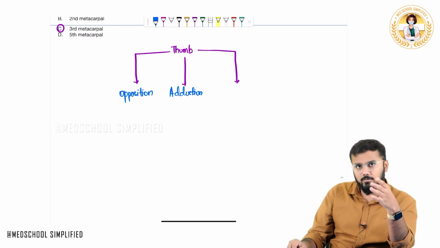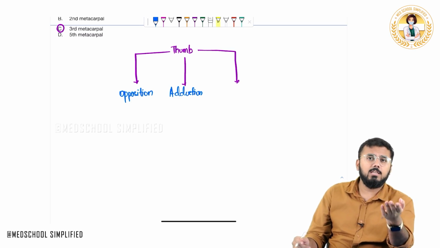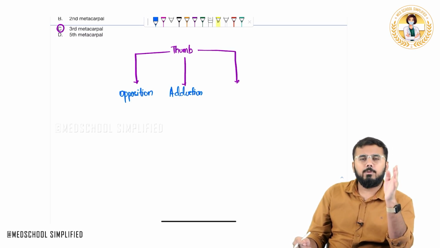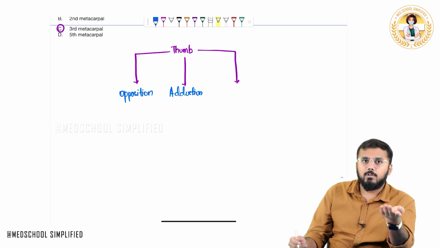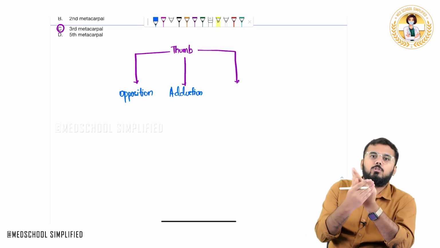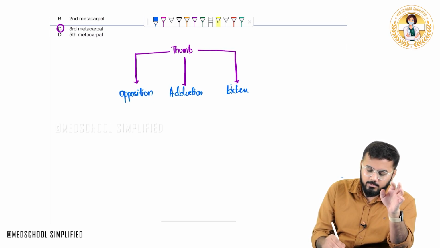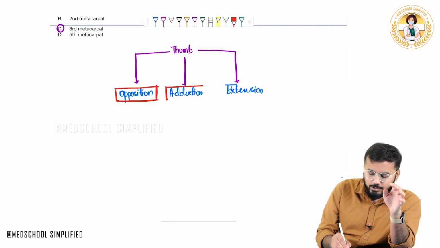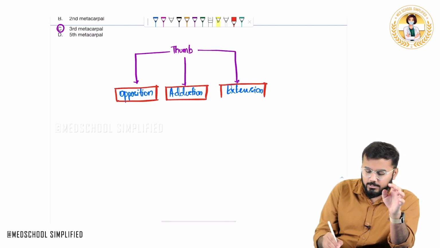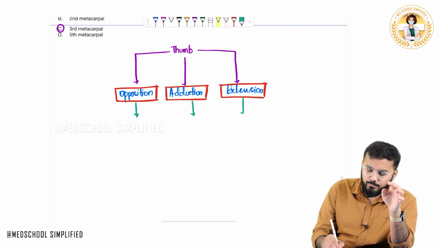These things I talked about when I was discussing the muscles of the forearm. All the muscles of the posterior compartment of your forearm are innervated by the radial nerve. So extension of your thumb is also done by the radial nerve. So there is one more action, that is extension. Let me write it down: opposition, adduction and extension.